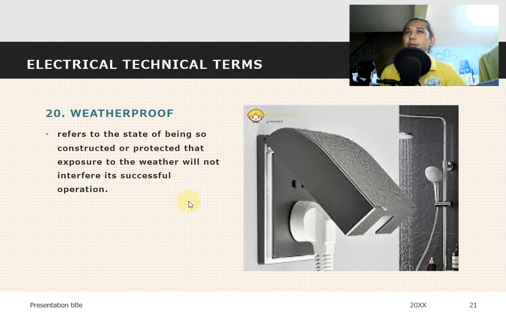So for this example, meron siyang waterproof equipment para do sa outlet na ito, is yung protector nito. It can cover yung droplets ng tubig from the shower, so para hindi mabasa yung outlet. So waterproofing ang tawag doon.